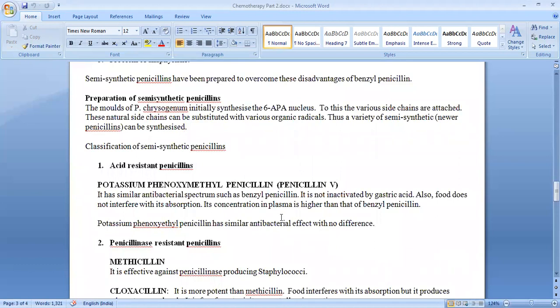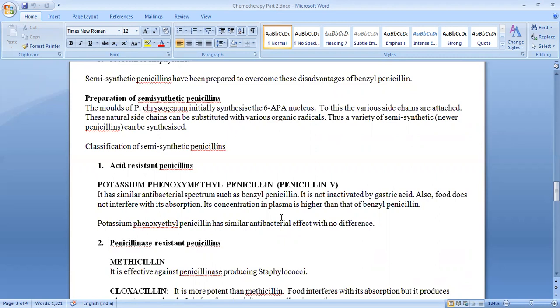So the first category, the acid-resistant penicillins, the example is a compound called penicillin V. The full name of that is potassium phenoxymethyl penicillin. Now, this is similar to benzyl penicillin in its action, but it has the advantage that it will not be inactivated by the acid in the stomach. So that is why it is called acid-resistant penicillin.